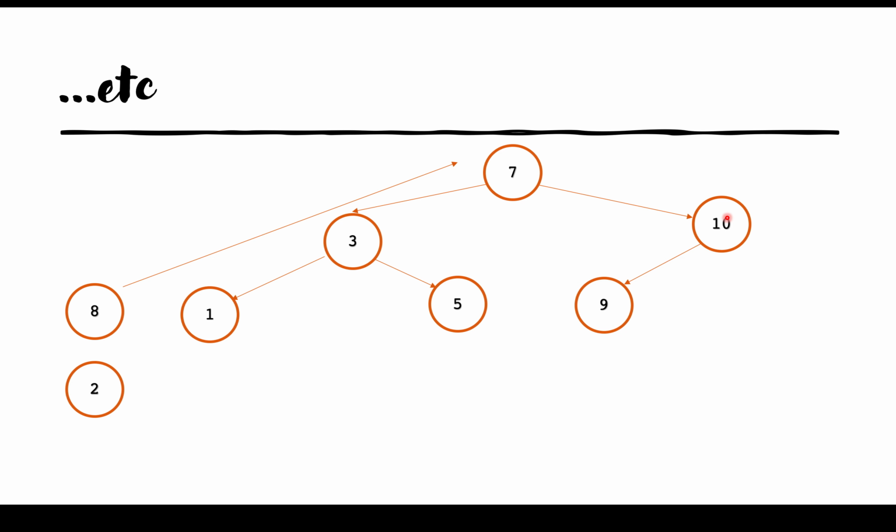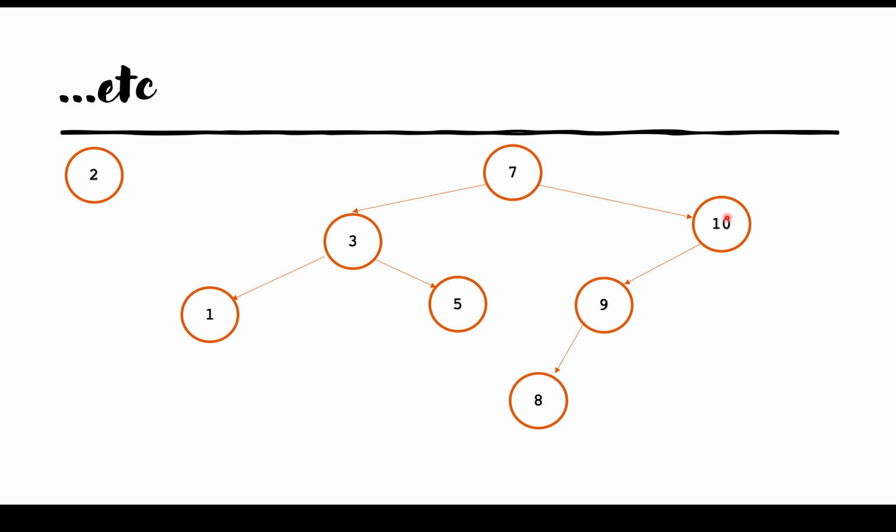Let's try 8 now. 8 is greater than 7, so it goes to the right. 8 is less than 10, so it goes to the left. 8 is less than 9, so it goes to the left again. And finally 2. Where will the 2 go? Well, 2 is less than 7. Let's take it down that way. 2 is less than 3. Take it down that way. 2 is greater than 1. That's where our 2 ends up.